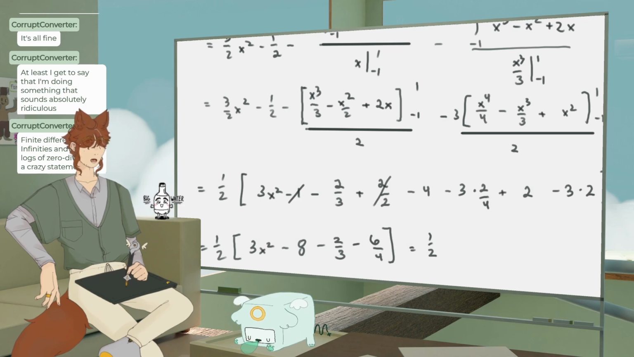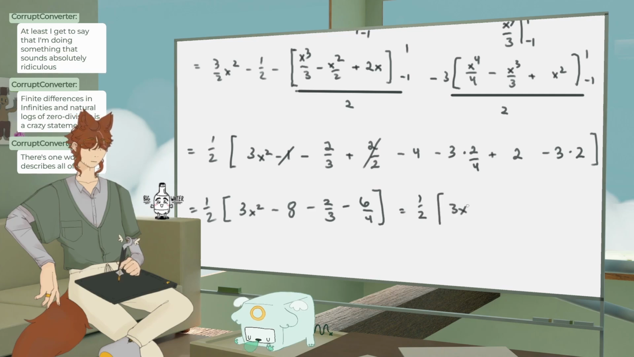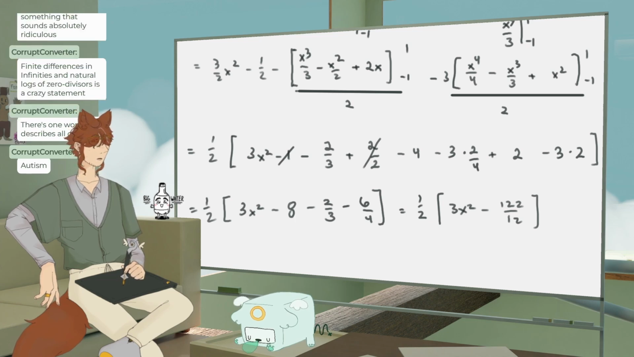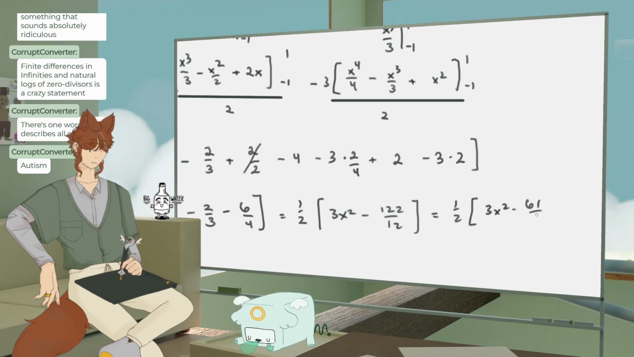What am I doing? 8. It's 8. I don't know why I'm out here. 6 times 3 is 18. Jeez. 122 over 12. That is divisible. That's what? 5, 11? 61? Over 6. 61, not divisible by 3. No, I think that's about as far as we can get.